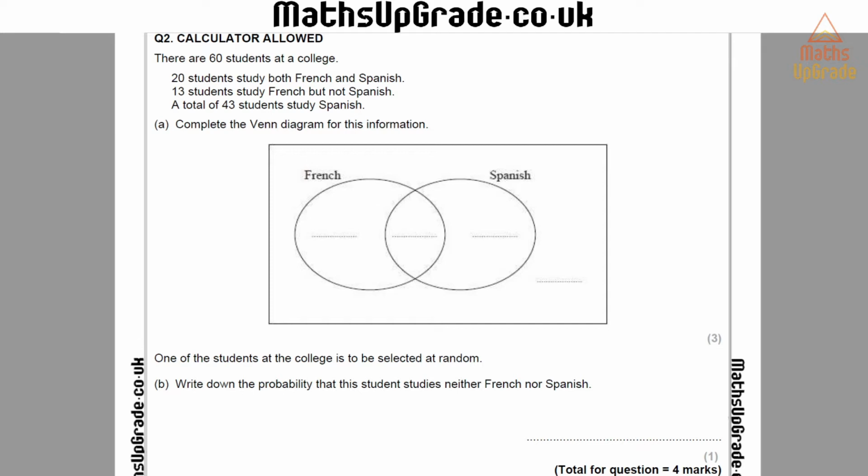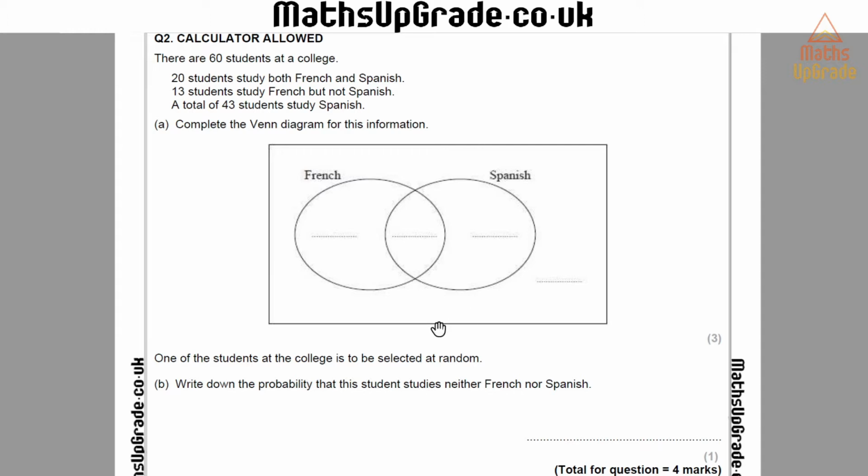The next set of questions are all calculated questions. Question 2, we're told there's 60 students at a college. 20 of them study both French and Spanish. 13 study French and not Spanish. And 43 students study Spanish in total. So we need to complete the Venn diagram with that information.